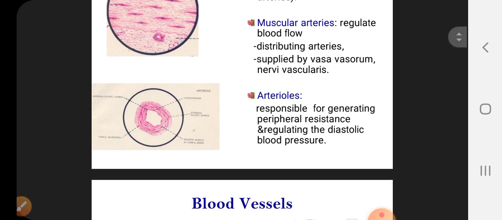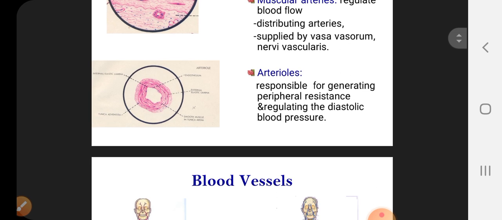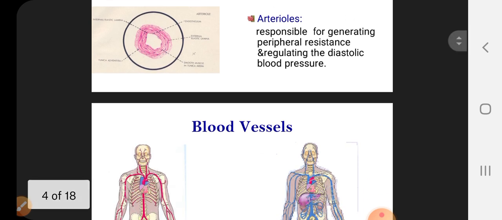Next type, small blood vessels, that is called the arterioles. They are responsible for generating peripheral resistance and regulating the diastolic blood flow.